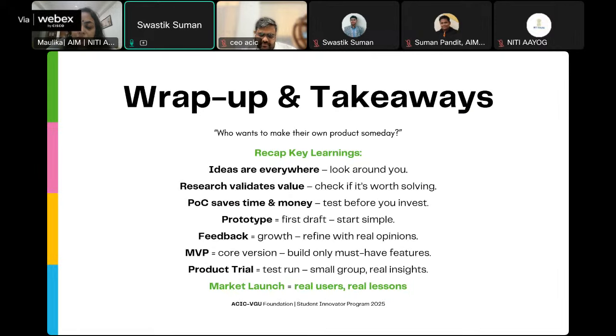Slide here: wrap up and takeaways, what kind of learning we should take away from this product journey. The first one is that ideas are everywhere. We only need to change our perspective and look around at what we are facing, and what solution could come out of it.